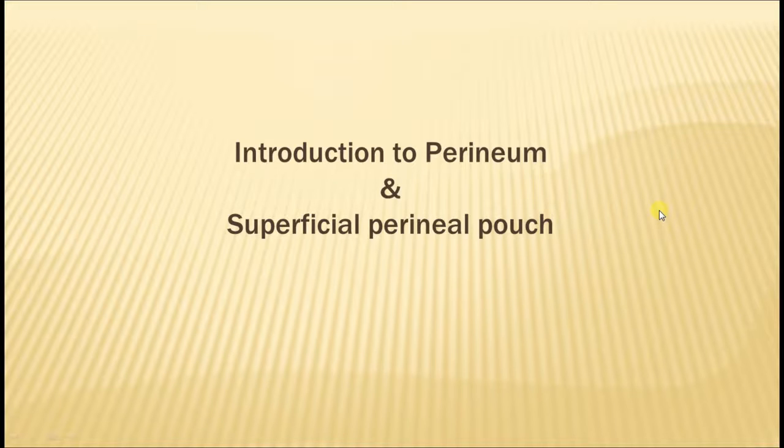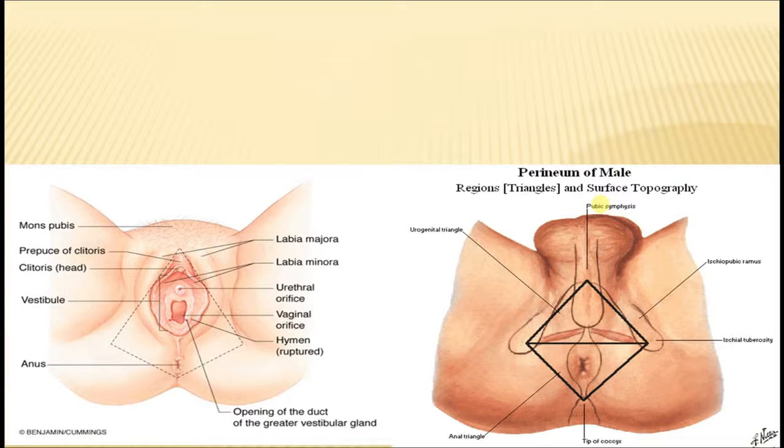Followed by that, we will discuss in detail the superficial perineal pouch: the contents of the superficial perineal pouch in males and females, its boundaries, and what muscles, vessels and other structures are present in the superficial perineal pouch. And then finally we will conclude with the applied aspects.